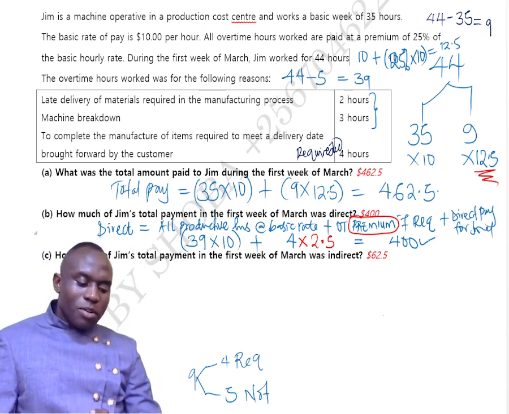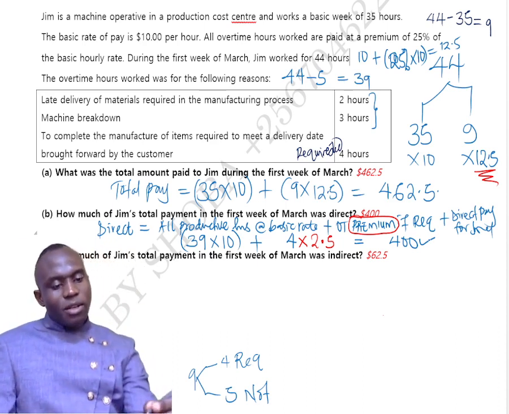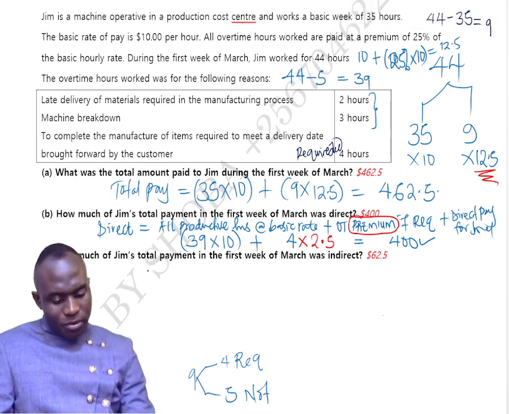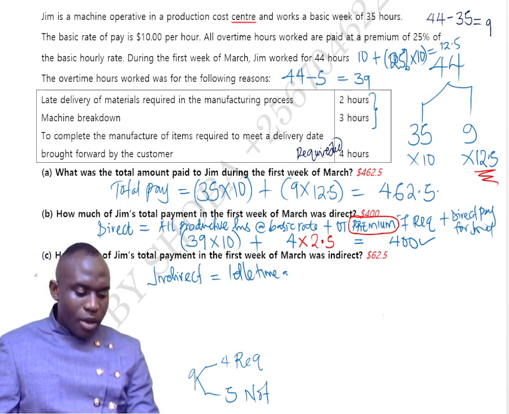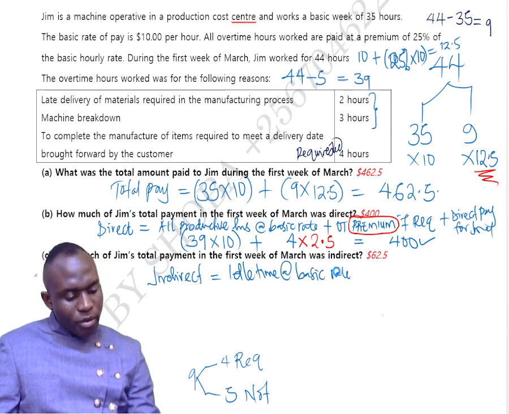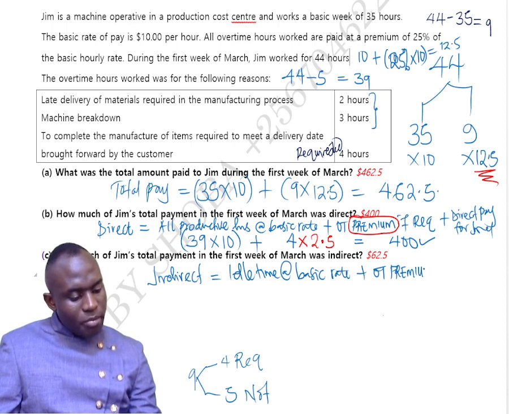So how much of the total payment was indirect? And we said, what is indirect? So total of indirect is idle time at the basic rate, then plus overtime premium still, but this time if it is not requested, and finally we add on the bonus.